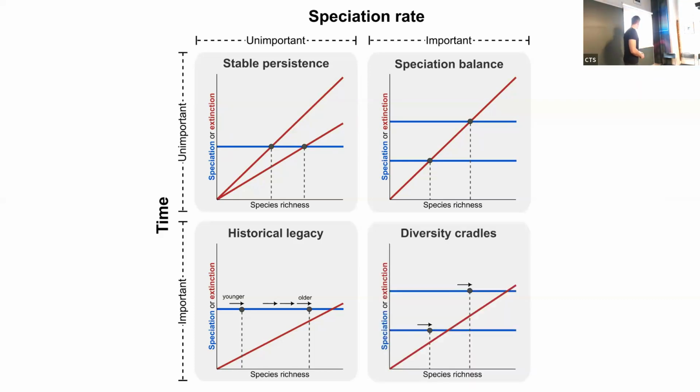Last but not least, the scenario we call diversity cradles. Here, both time and speciation are important, and the number of species in a given area is influenced by speciation. In this case, there are higher speciation rates, but time could also be important in providing enough time frame for species to accumulate over time.